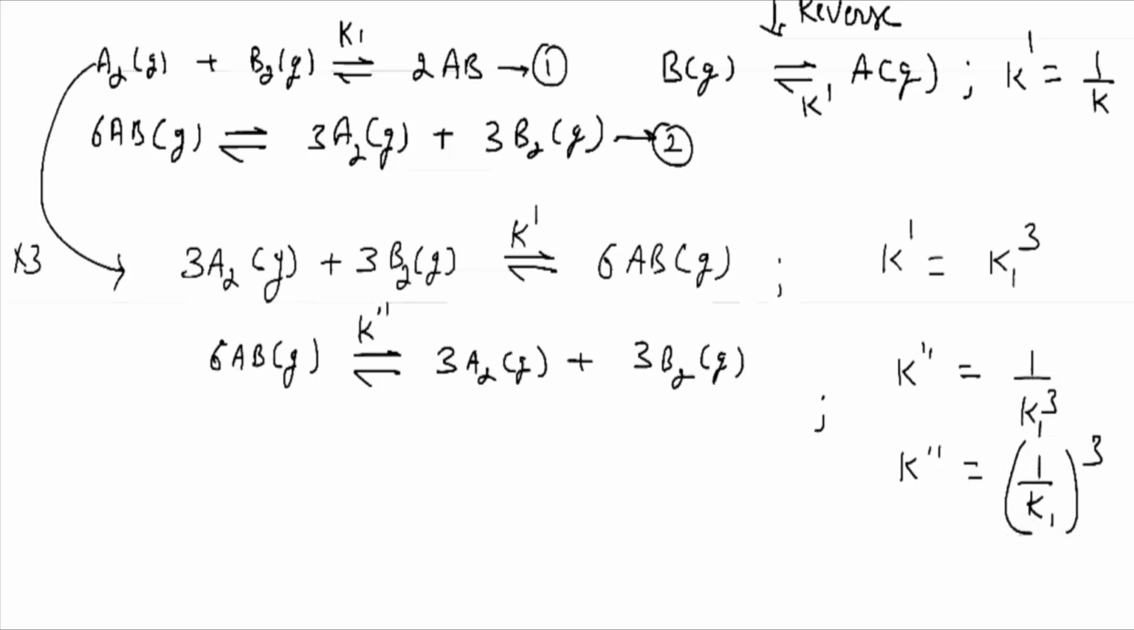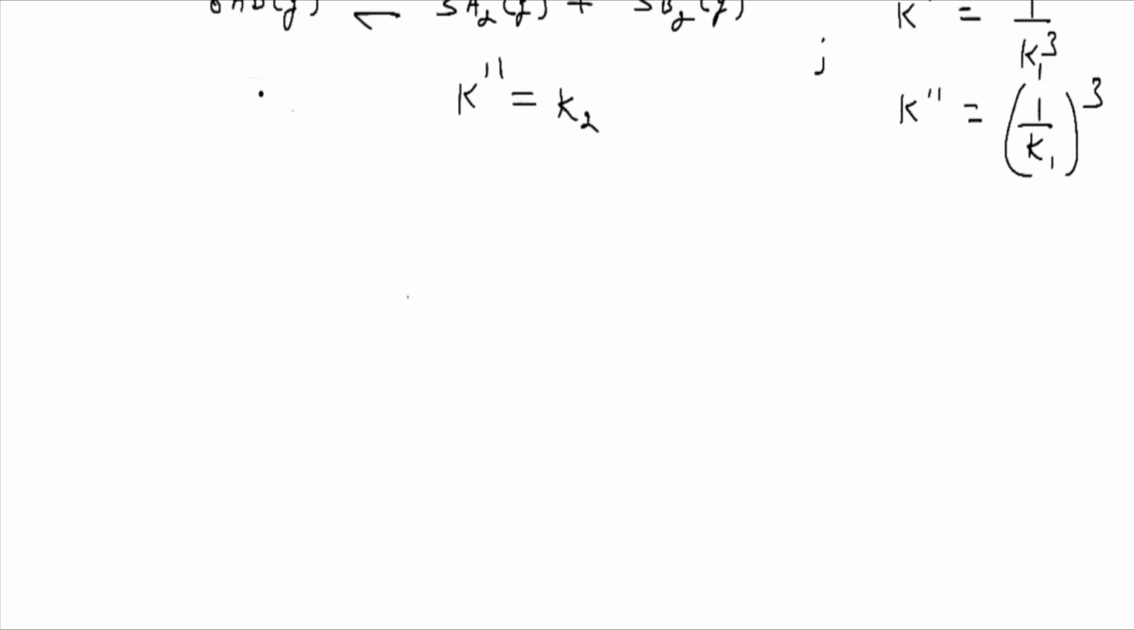And we know that this reaction is similar to equation number second. So I can say that k double dash is equal to k2. So from here I can say that k2, the equilibrium constant, is equal to 1 by k1 to the power 3.